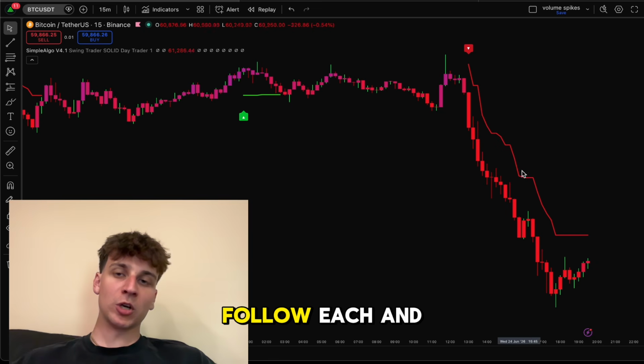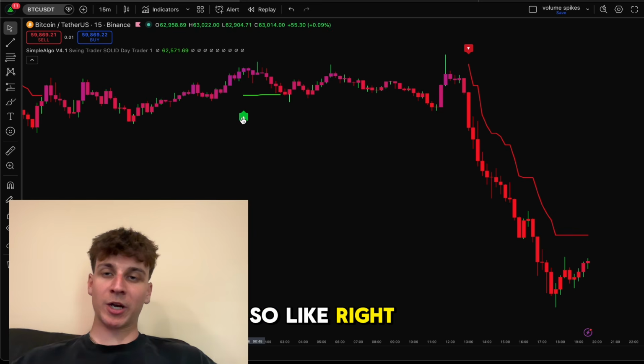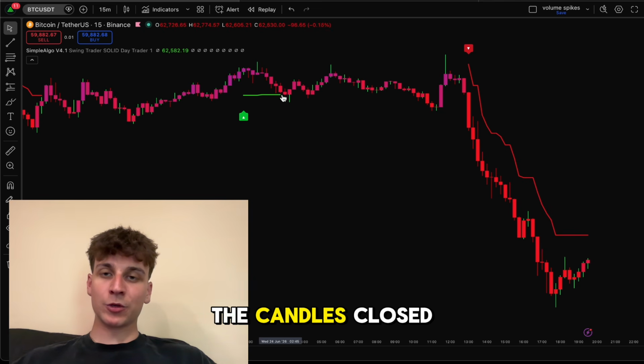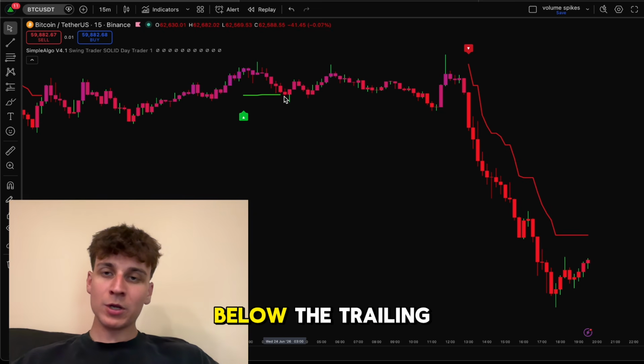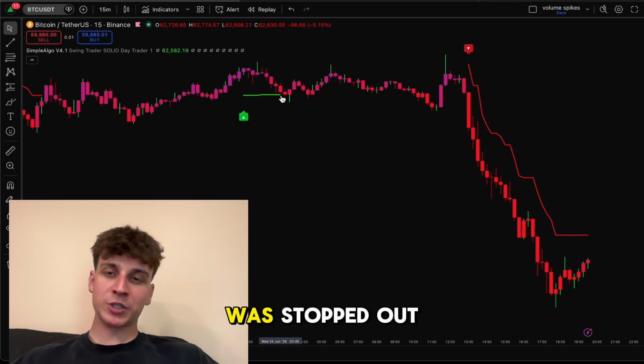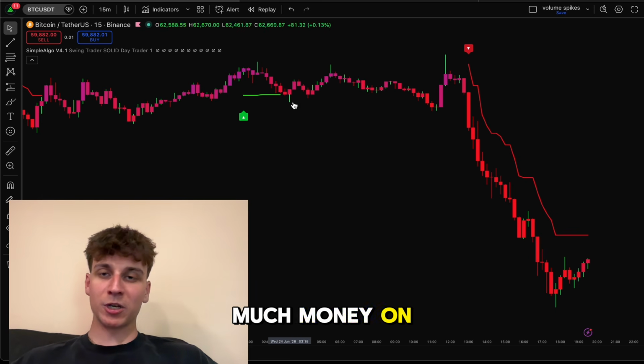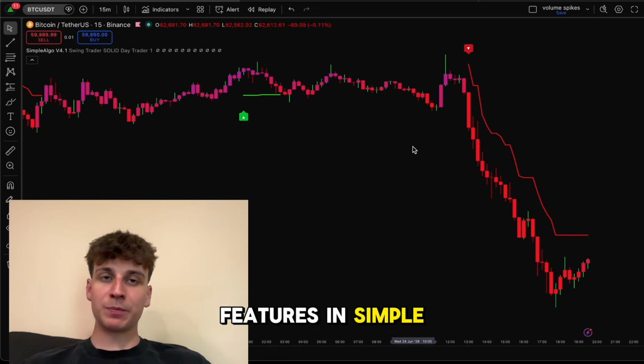It's going to follow each and every signal. So like right here, we got a buy signal, the trailing stop loss, the candles closed below the trailing stop loss, and the trade was stopped out. That's when you would have cut losses, and you wouldn't have lost that much money on this trade. That's all the features in Simple Algo V4.